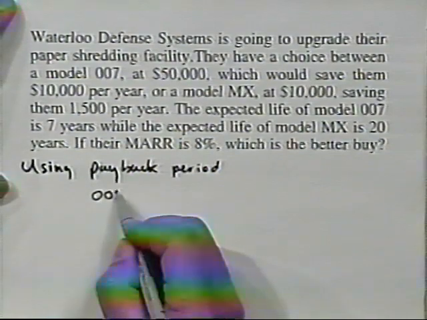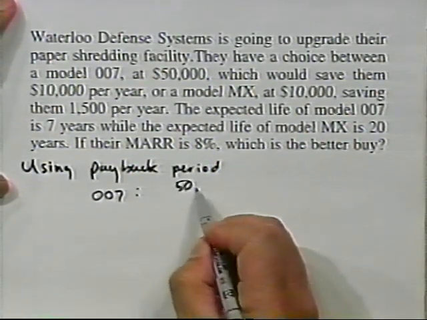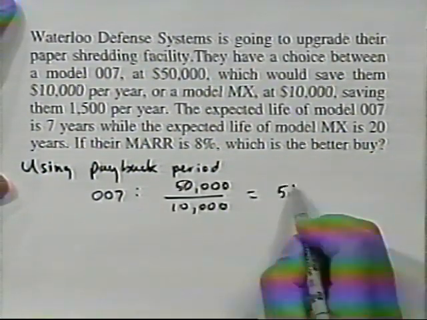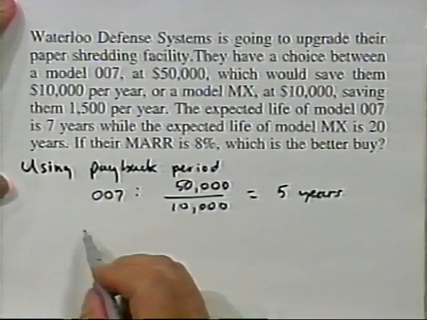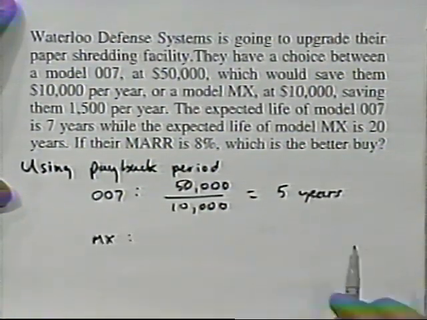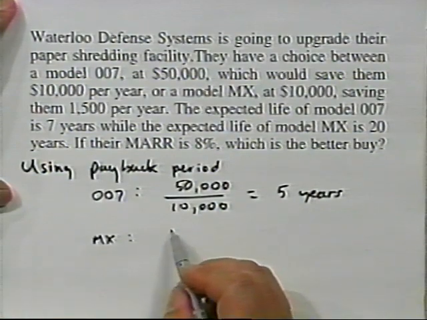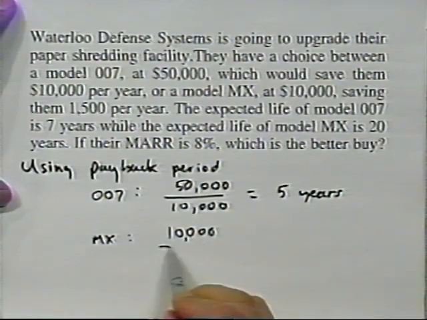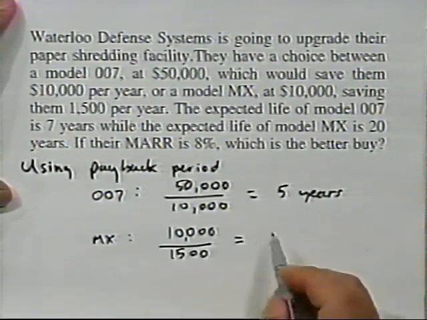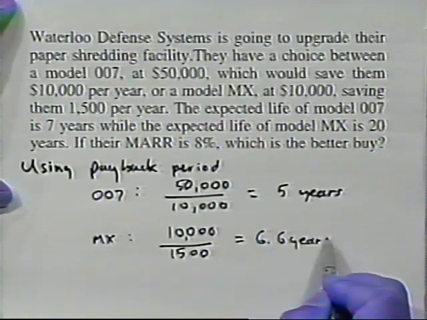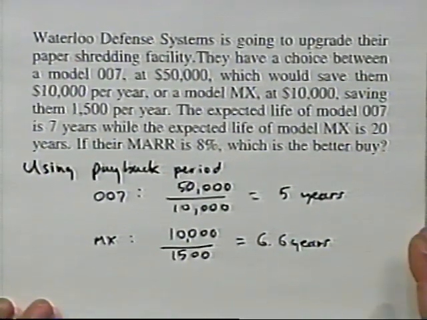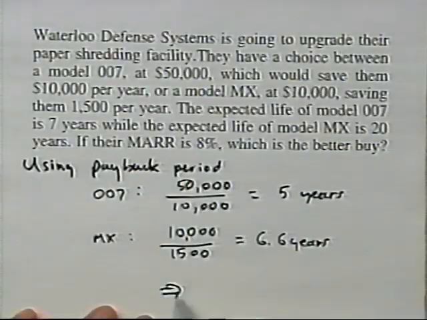So using payback period, for the 007, we've got $50,000 first cost, $10,000 savings, equals 5 years. And then for the MX, we've got a $10,000 first cost and a $1,500 savings, and that's 6.6 years. And even though these are both clearly beyond our 4-year threshold that I mentioned before, because the 007 is paying it back more quickly, we tend to choose the 007.